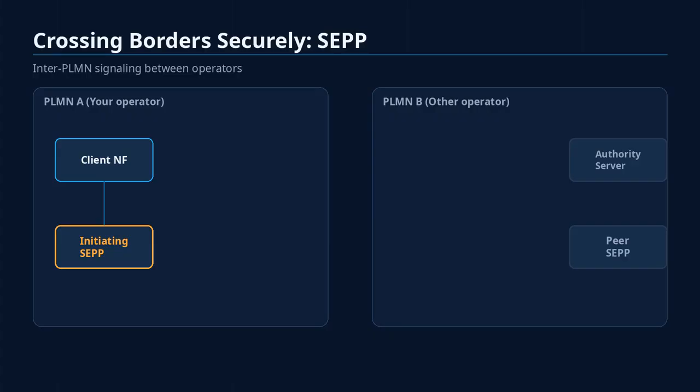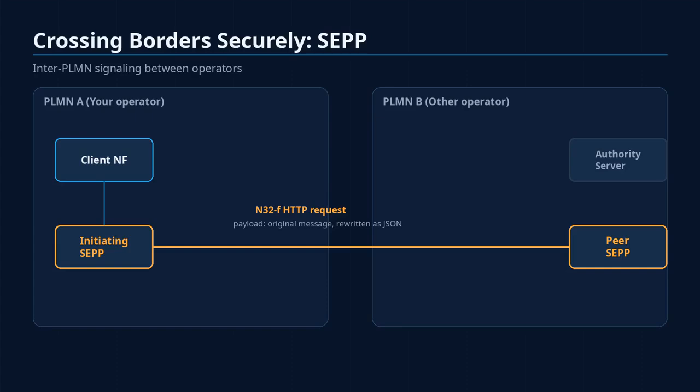Instead, 5G places a dedicated security guard at the border, the Security Edge Protection Proxy, or SEPP. Think of it as a customs checkpoint combined with a secure courier service. Here's exactly how it works. If the client realizes the authority it needs to reach isn't inside its own network, it hands the message to its own SEPP instead. That initiating SEPP then sends what's called an N32F HTTP request. Its target URI is set not to the final destination, but to the peer SEPP on the other operator's side.